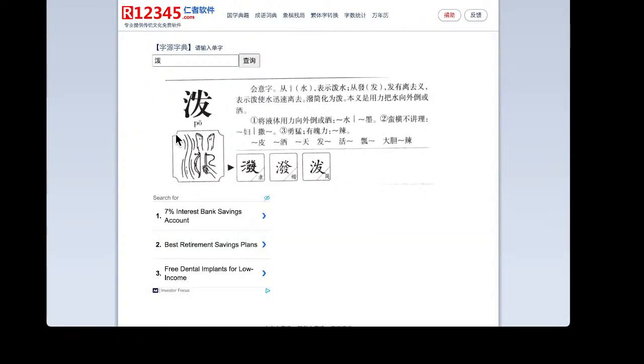Okay, let's take a look at the character. This one is also very obvious because we're dealing with water, so water radical. On the right hand side is the character 发. Now 发 has the meaning of leaving and setting off. So it makes sense, right? You're basically making the water leave or setting off the water. So it's called 泼.